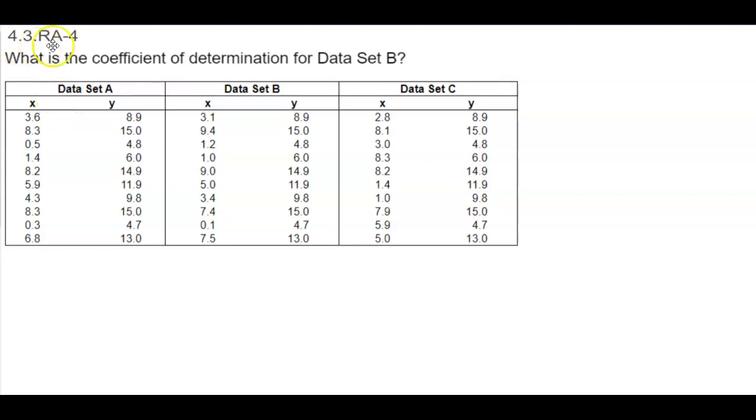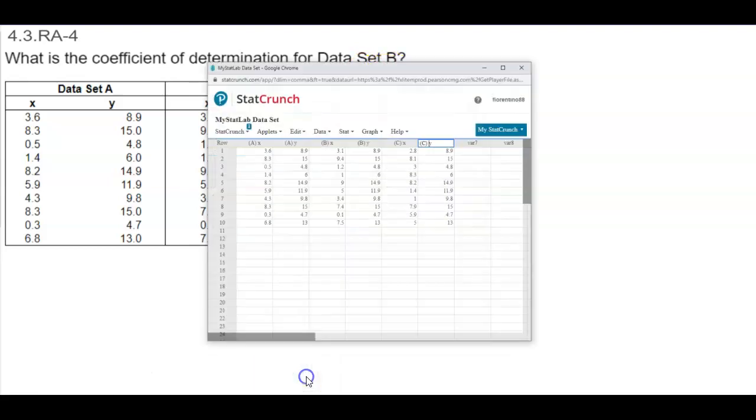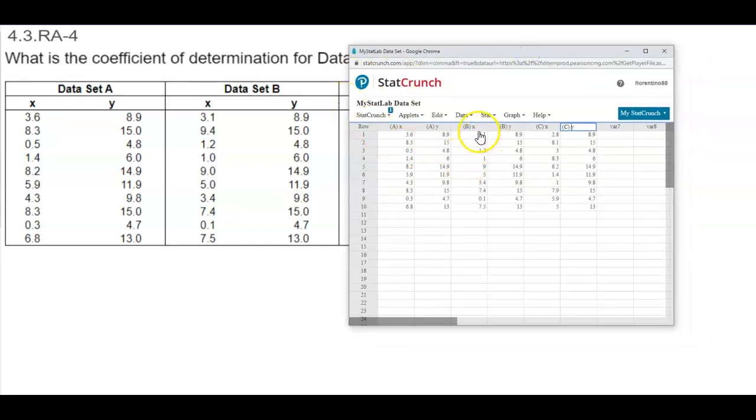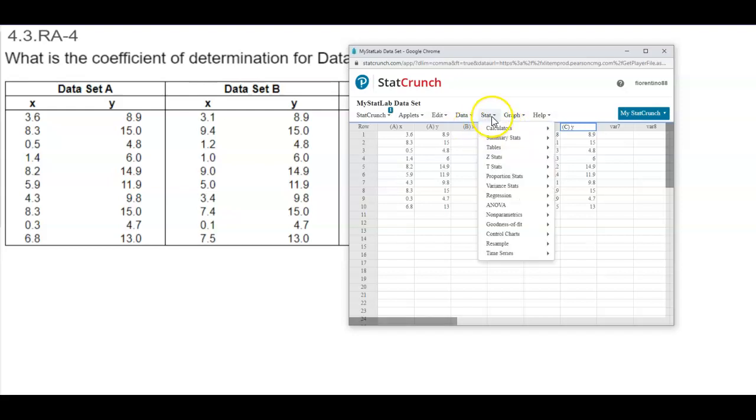Section 4.3 RA4, what is the coefficient of determination for data set B? So let's go ahead and use StatCrunch. We're looking at data set B, so when we label our columns, we have B and then B here for X and Y. So we're going to go ahead and select Stat and then select Regression, and we're going to go to Simple Linear.